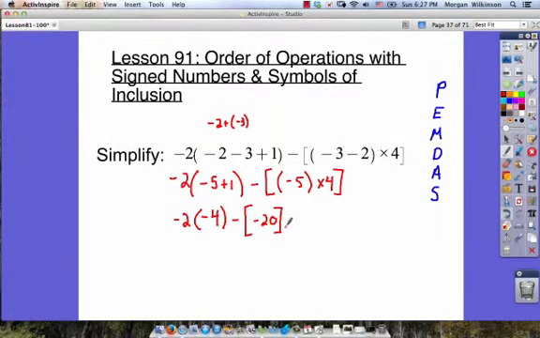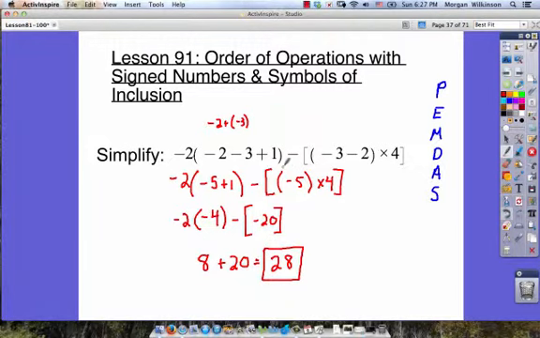And now we can work towards our final answer. Negative 2 times negative 4, that's positive 8. We're going to get 8. We've got a double negative, the opposite of a negative. That must be a positive, so we're going to get 8 plus 20. 8 plus 20, that must be 28. We've got our final answer.